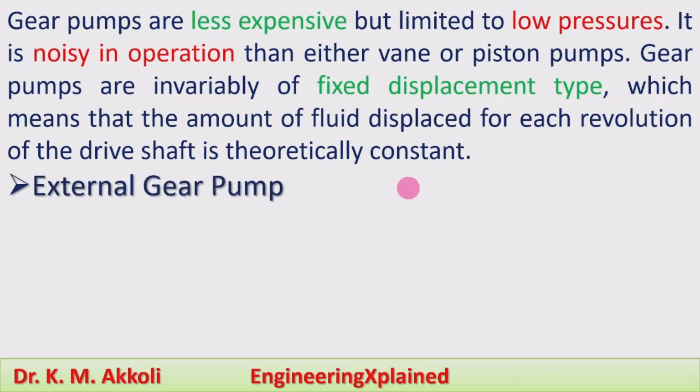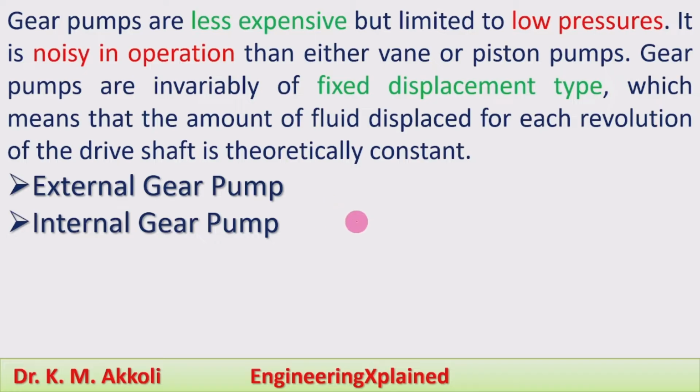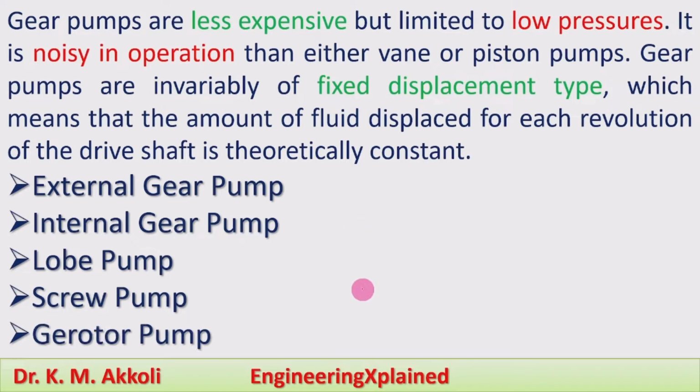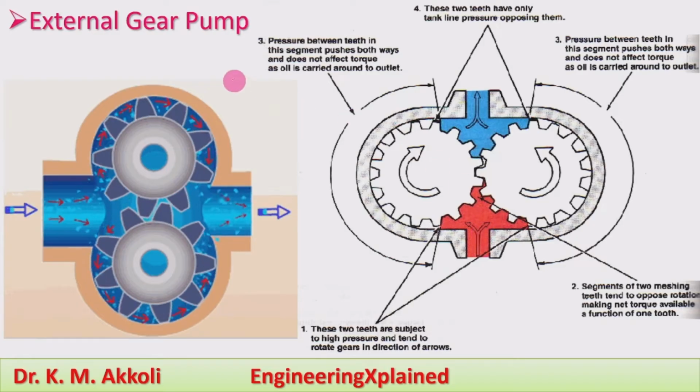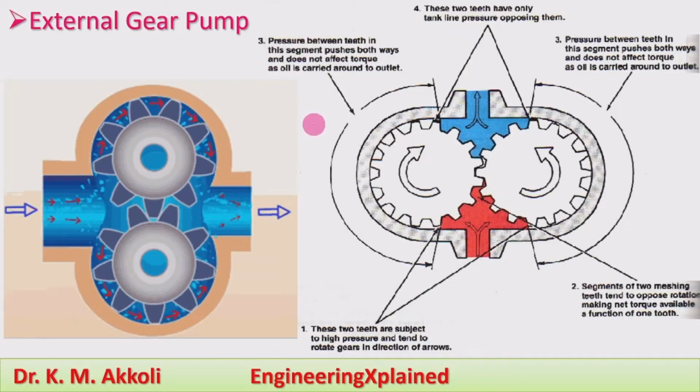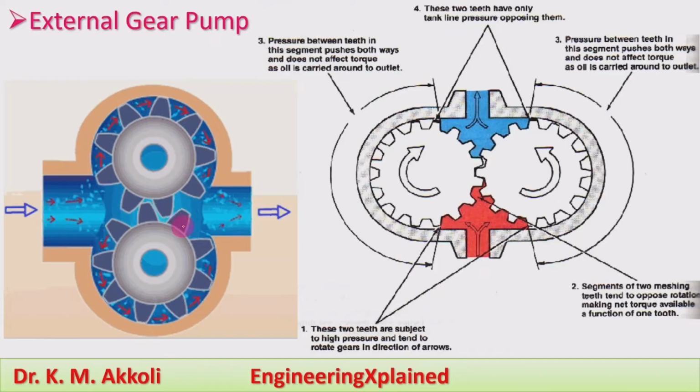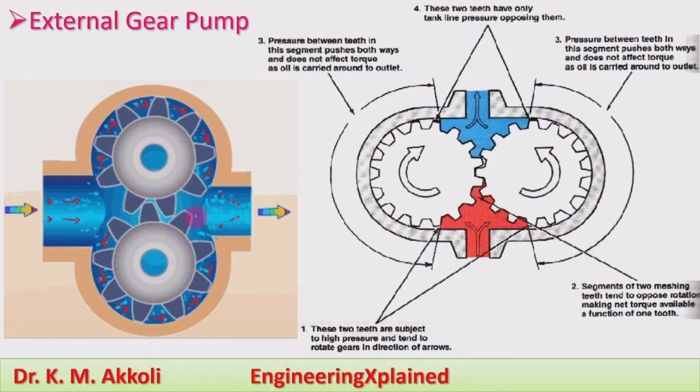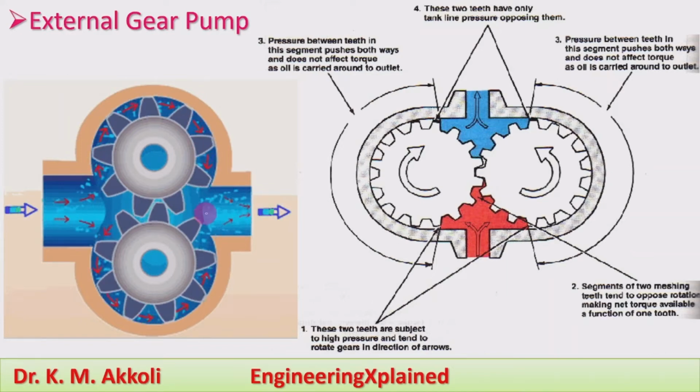The different types of gear pumps are external gear pump, internal gear pump, lobe pump, screw pump, and gerotor pump. I am going to explain the working of these pumps one by one. First, I will take the external gear pump. In the external gear pump, the two gear teeth are engaging or mating externally, and thereby they supply the fluid.